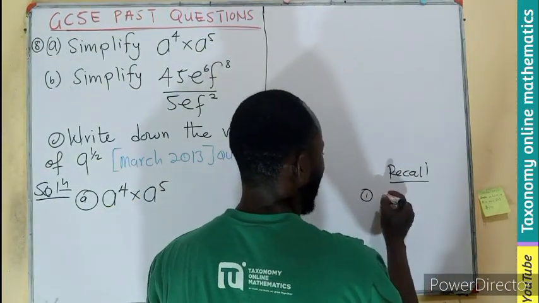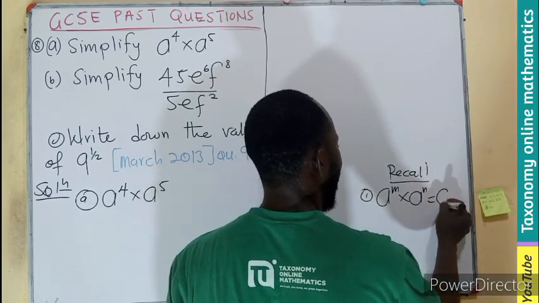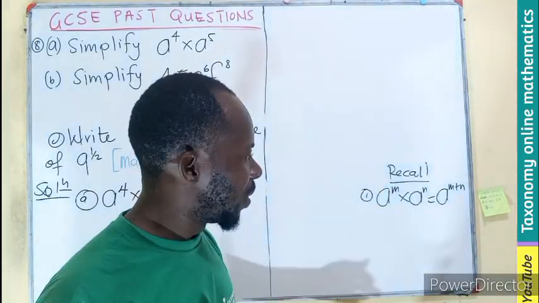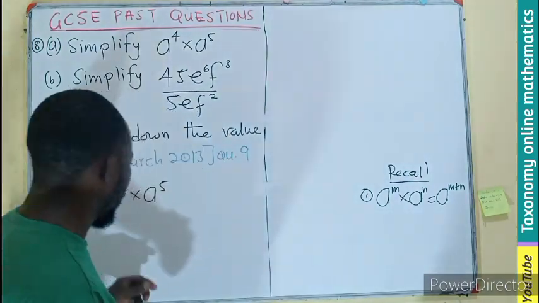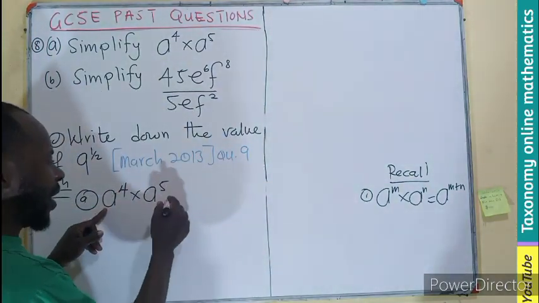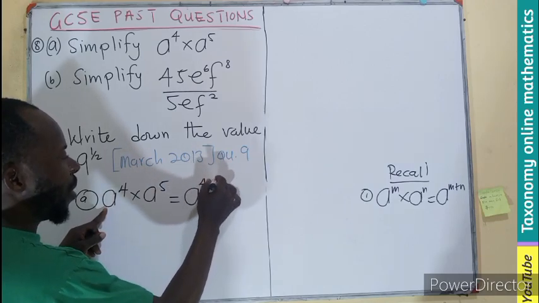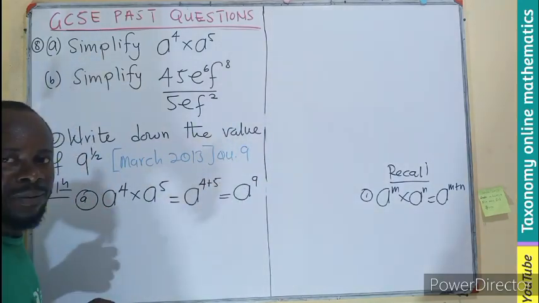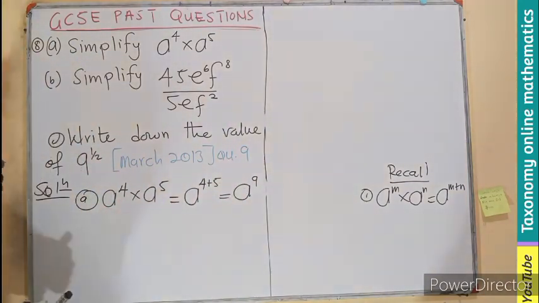Number 1 says that if I have a exponent m times a exponent n, it is just a matter of adding the exponent, the same base and multiplying. I will go ahead and add the exponent. The same base a is multiplying. Therefore, a exponent 4 plus 5, which will give you a exponent 9. The simplified version of this per the law.